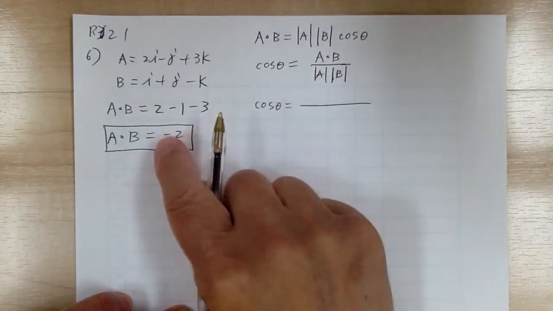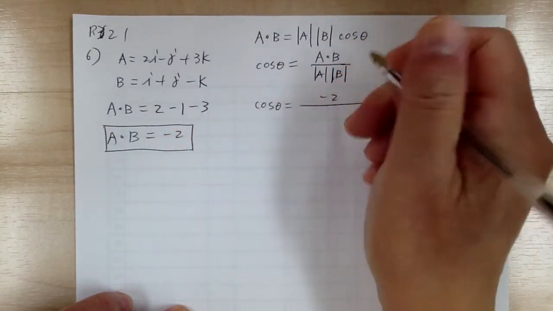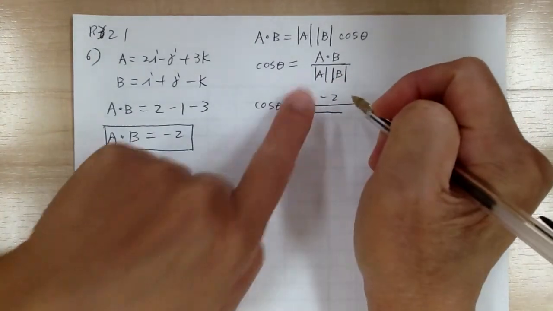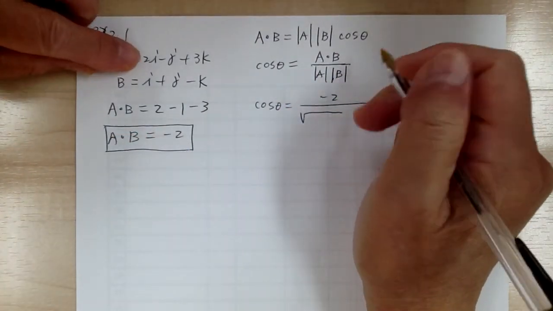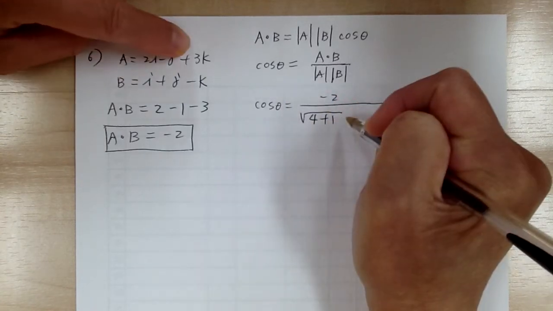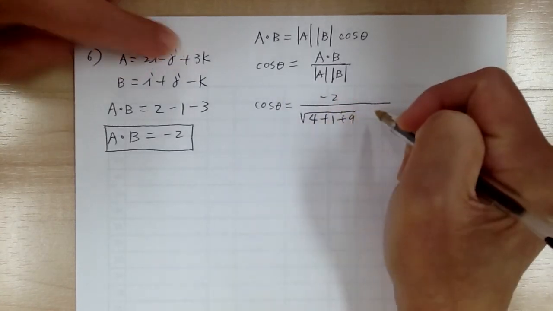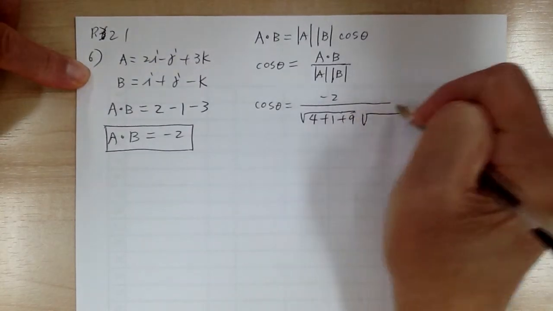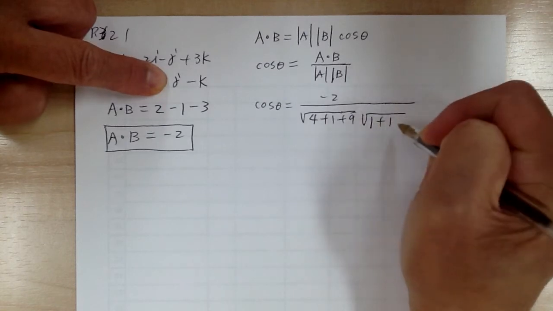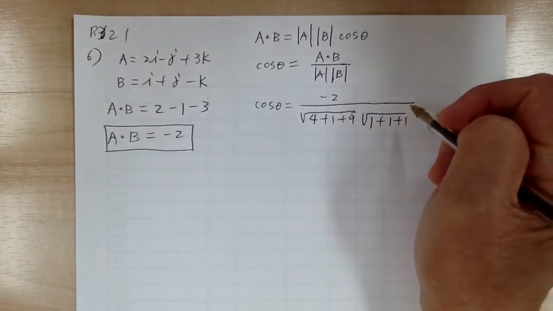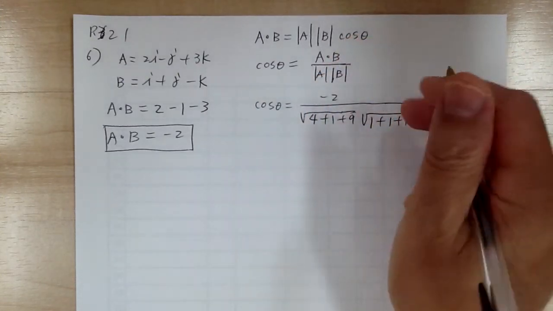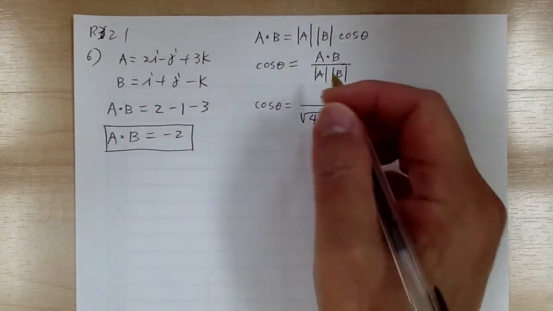So A dot B, we already did that over here. It's negative 2. And for the magnitude of A, use your Pythagorean theorem to find the length. So look at A. 2 squared is 4. Negative 1 squared is 1. 3 squared is 9. Okay, so that's the length of A. Now to do B, you go to B. So 1 squared is 1. 1 squared is 1. Negative 1 squared is 1. Okay, so that is the length of B.